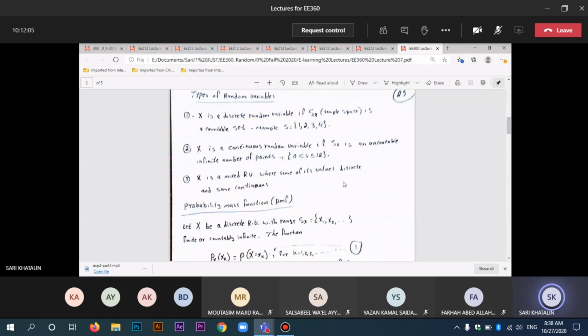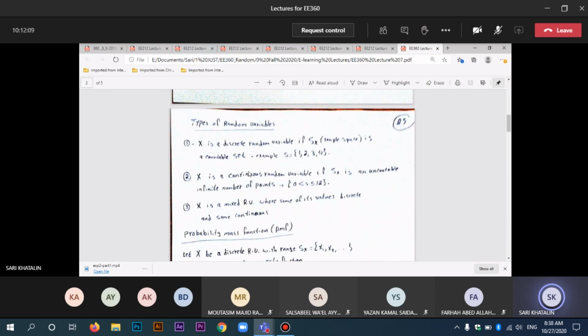Now, page 25, we have 3 types of random variables. We have what we call a discrete random variable, which is a countable set, for example the example we just talked about on the last page, S equals 1, 2, 3, 4, or X. The other one is a continuous random variable, where the outcomes are uncountable. Example here, where S is larger than 0 and less than or equal to 12, so you have an infinite, uncountable number of elements.